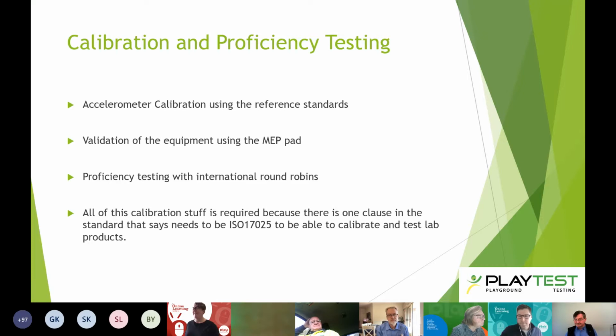Calibration and proficiency testing. One of the things that I have to do to prove that I can calibrate this equipment, I'm actually certified to calibrate equipment and the accelerometers, and I have to do it to 2 different standards, and it has to be in my scope of accreditation under 17025. So I have a reference accelerometer that is calibrated by NMI and traceable to national standards. Then I use this to calibrate the working instruments, and that has proven the calibration, but that's only part of the story. I also need to prove the validation of the equipment by testing it on an MEP pad. And an MEP pad is a rubber pad, which I'll show you when I get back on video.